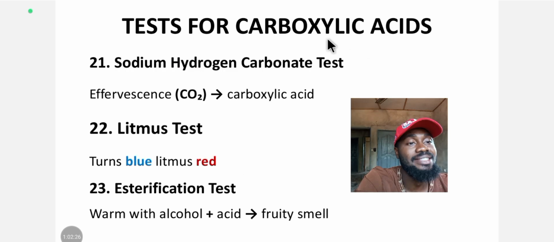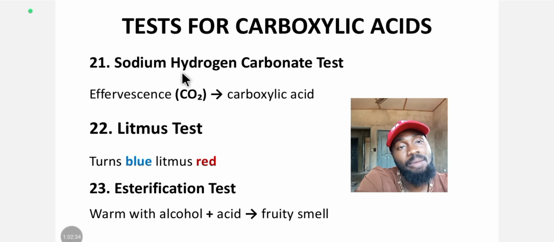Test for carboxylic acid. The first test we have here for carboxylic acid is the sodium hydrogen carbonate test. What happens?